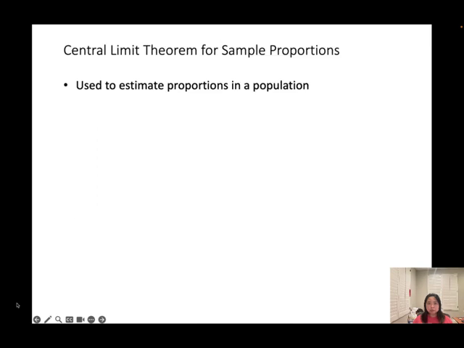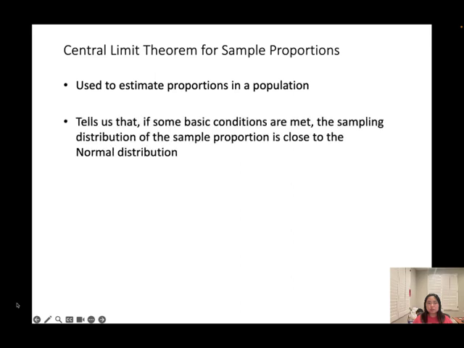First, the central limit theorem for sample proportion. We use it to estimate a proportion in a population. It tells us that if some basic conditions are met, the sampling distribution of the sample proportion is close to the normal distribution. Remember, we learned about the sampling distribution of the sample proportion in section 7.2. If we increase the sample size, the histogram will become symmetric.